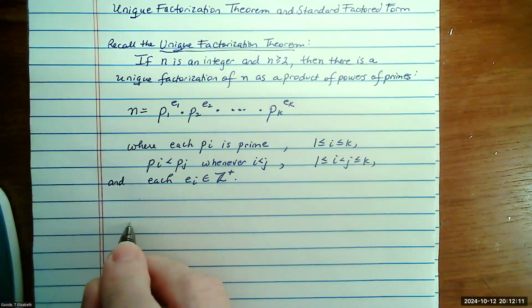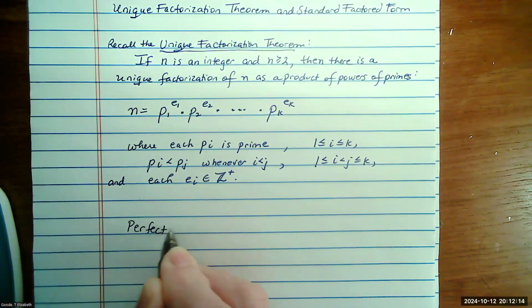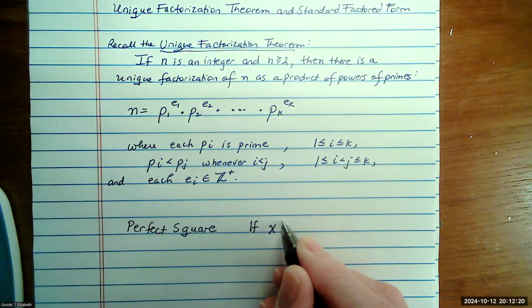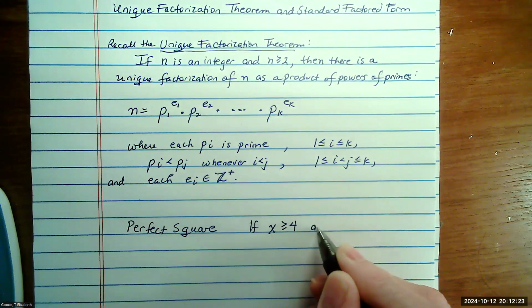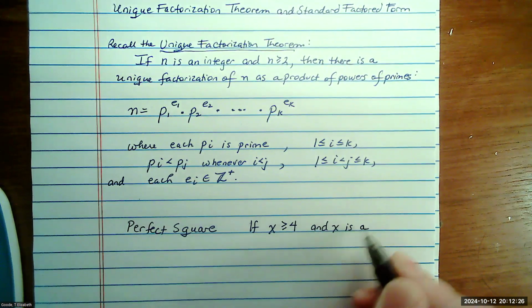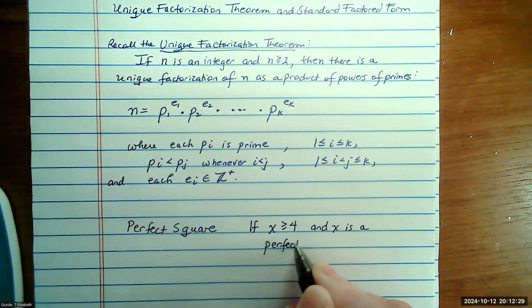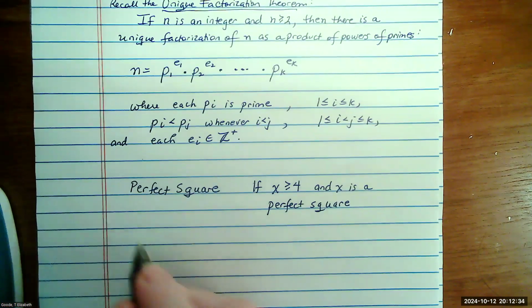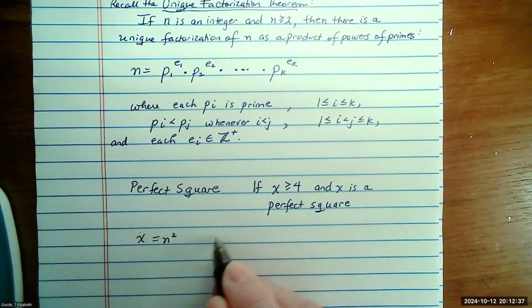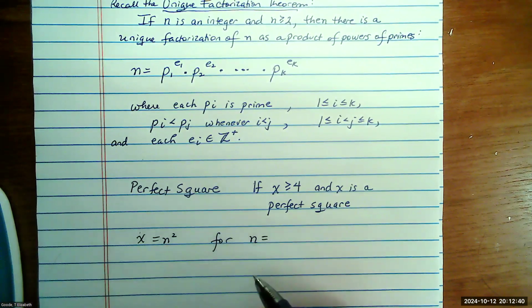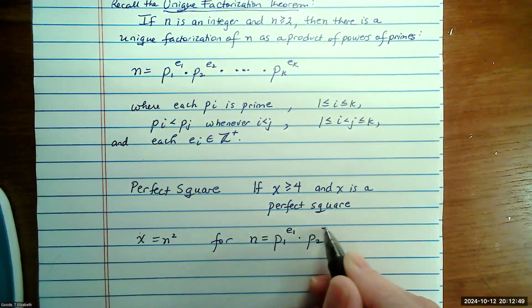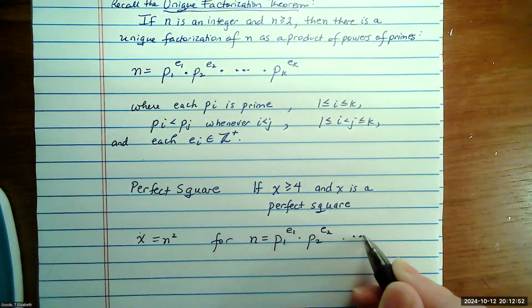Also recall the perfect square fact. If x is greater than or equal to 4 and x is a perfect square, we learned something about the factored form of x. That means x is equal to n squared for an n that's at least as big as 2, of course, if x is at least as large as 4. So n has a prime factored form. So we write n in its prime factored form.